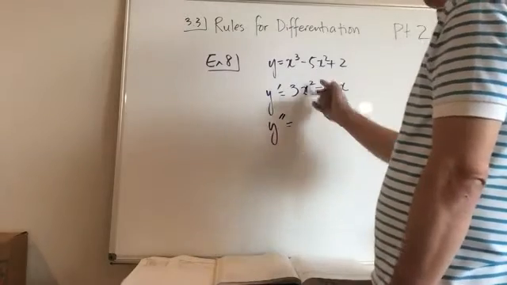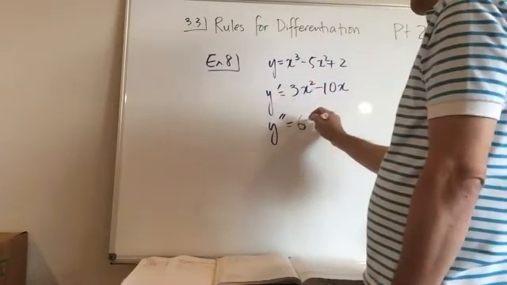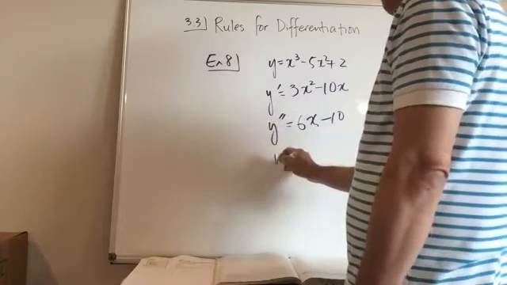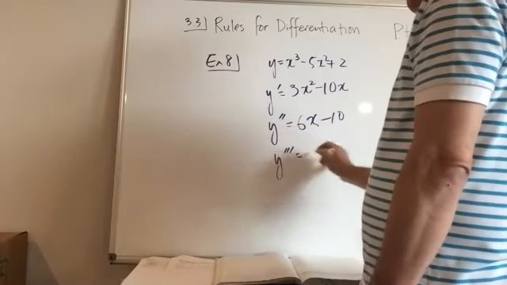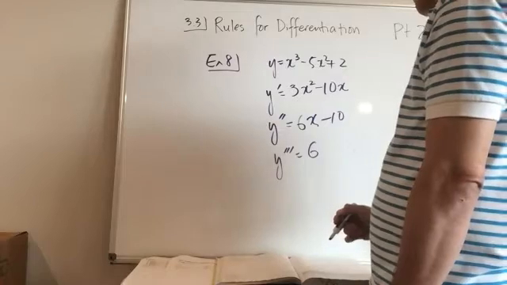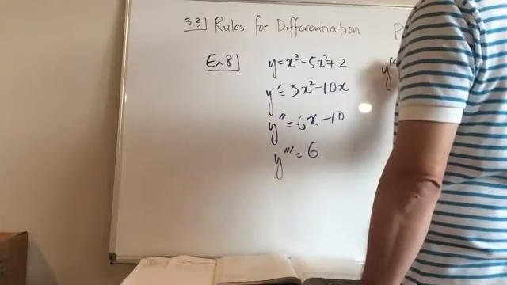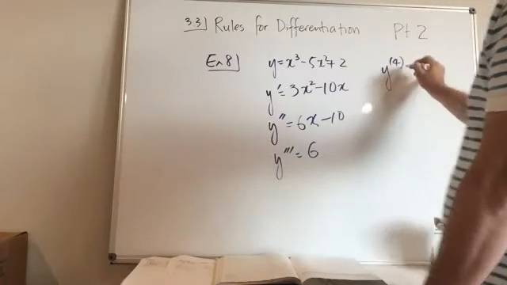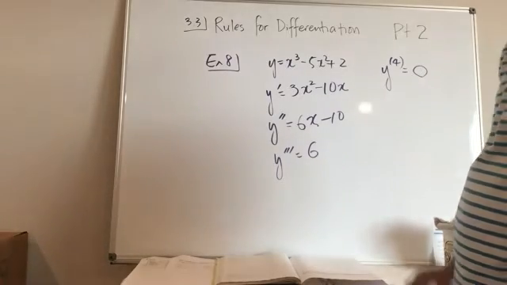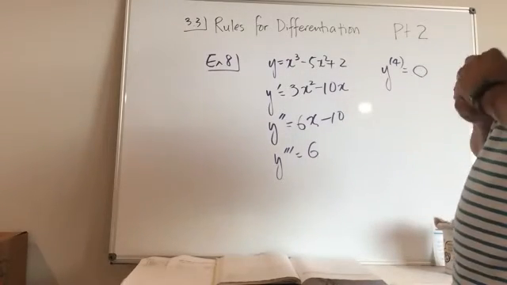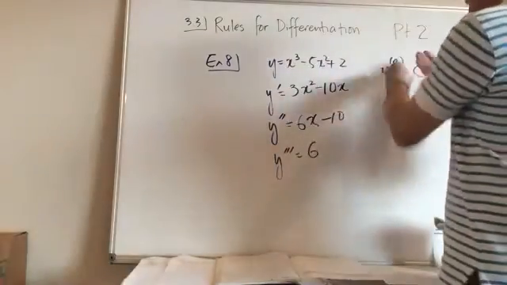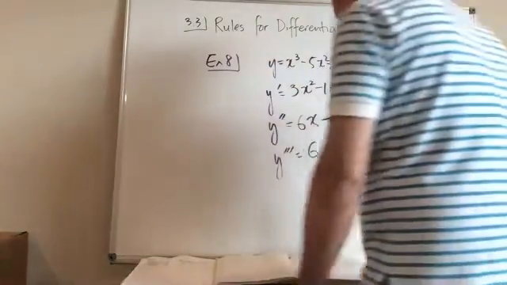The second derivative becomes 6x minus 10. The third derivative is going to be 6. This guy goes away. The fourth derivative is the derivative of 6, which is 0, right? Because it's a number. Any derivative of a number is going to be equal to 0. So this is how you would just methodically run it through, right?